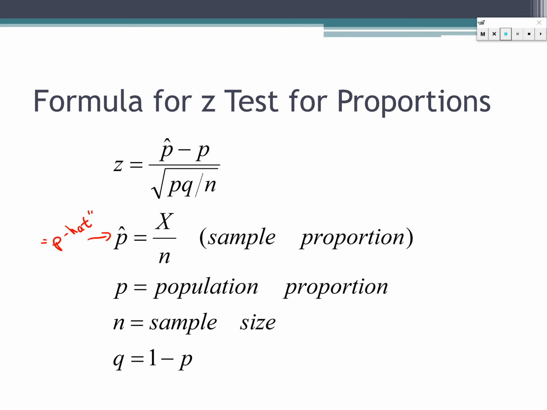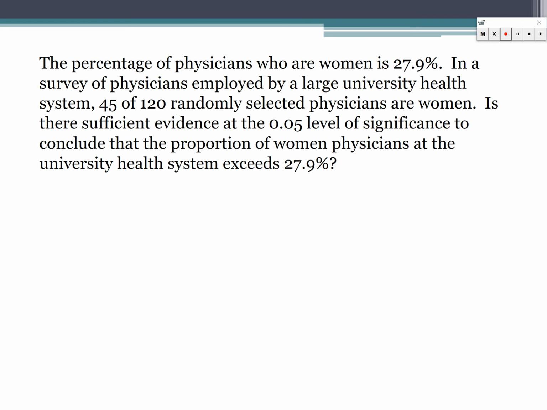The capital X, remember, that is how many objects in our sample actually possess the characteristic that we are interested in studying. The n is our sample size. The p without the hat, that's the population proportion. That will be what we are given. It's typically given to us in a percent form. Again, n is your sample size, and to find q, we just do 1 minus p. Or if you want to make a little side note, just a little recall, p plus q will equal 1.